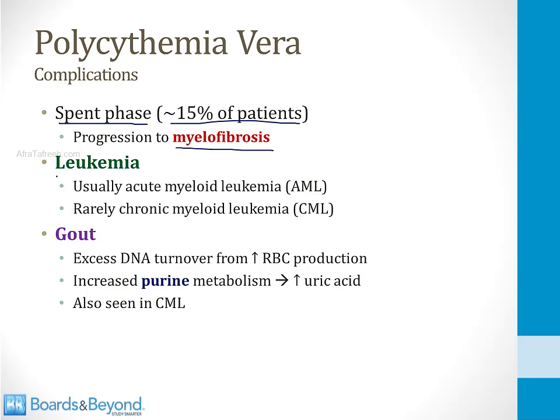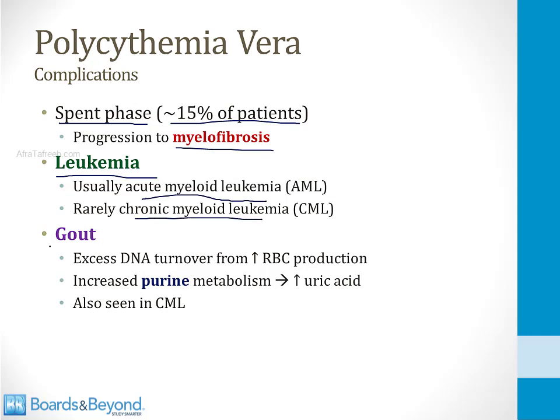Another potential complication is leukemia. Remember that polycythemia vera is a malignancy of myeloid cells, so it's easy to understand how it could in some cases progress to a myeloid leukemia. Usually this is acute myeloid leukemia, but sometimes it's chronic myeloid leukemia.